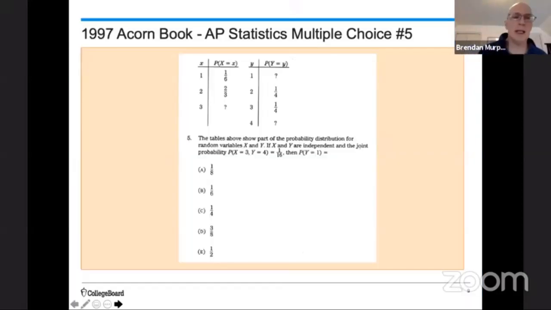So this is an oldie but goodie. This is from the 1997 exam, actually the Acorn book. And I sometimes give this to my students before we've talked about random variables.